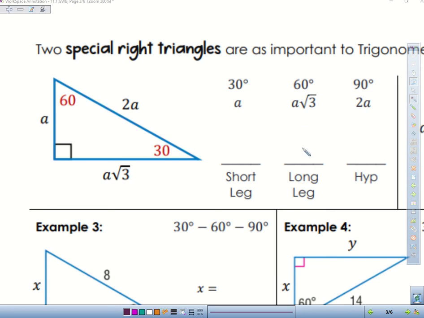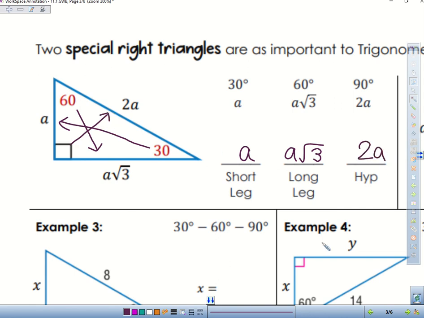Here's the main thing you need to know. The side across from 30 degrees is going to be A. It's your shortest leg. The side across from 60 is going to be A radical 3. And the side across from the 90 degree angle is your hypotenuse, which is 2A. So A represents a specific length of a side, and the other sides are always in relation to that A, okay?